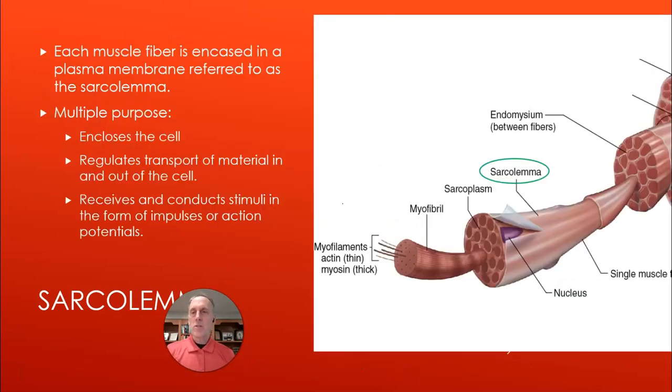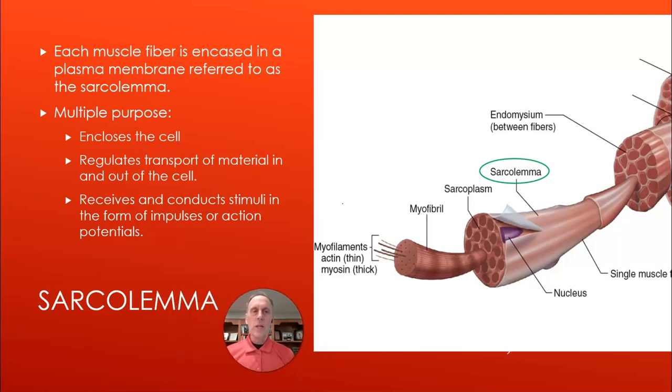So let's take this back to the sarcolemma. With the sarcolemma itself, each muscle fiber is encased in a plasma membrane. That's the sarcolemma, and the plasma that's in there is the sarcoplasm. It does a couple things here. It encloses or encases the actual cell. It regulates transport of material in and out of the cell, which we'll talk about at a cellular level in a little bit.